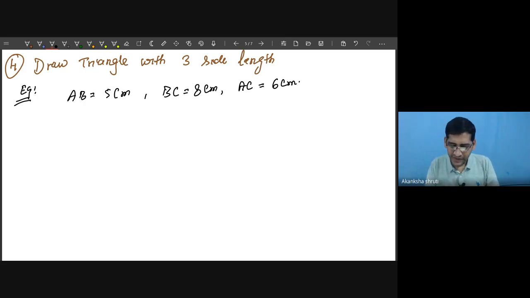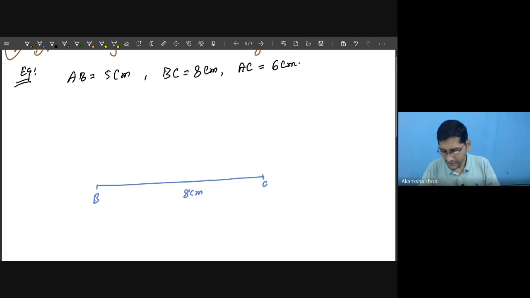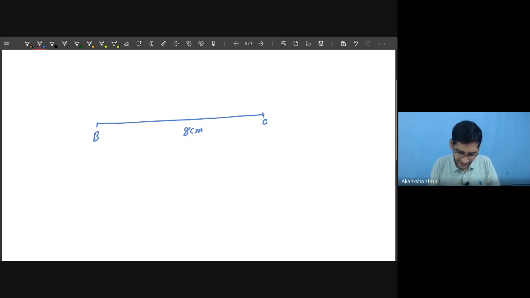A student, here the 3 sides are given. So the steps are very easy. The step number 1, you will draw the BC. Consider BC as base. So draw BC. How to draw? Place the scale and draw it B to C. How much is the length? Length is your 8 centimeter. So our step number 1, I am writing here. Draw BC is equal to 8 centimeter.